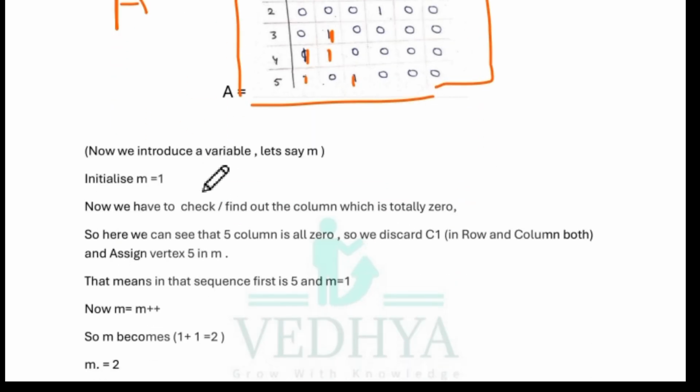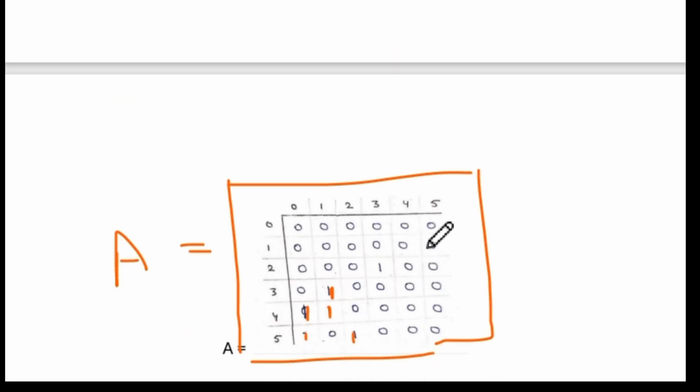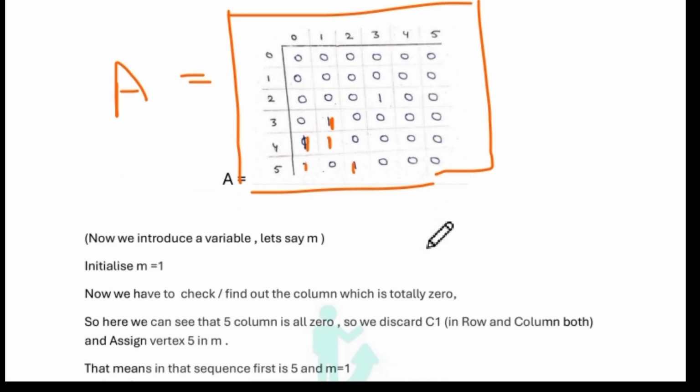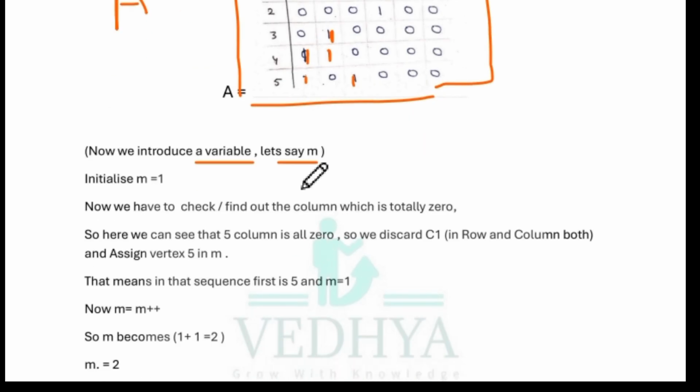Now, how to sort using topological sort. To sort a graph using the adjacency matrix, first we have to introduce a variable, let's say the variable name is m. First initialize m equals 1. What is m? m is the counter, the sequence number. Better to say m is the sequence number.